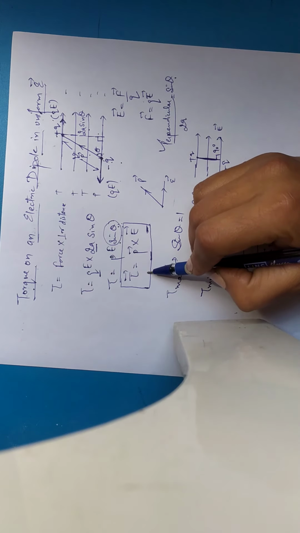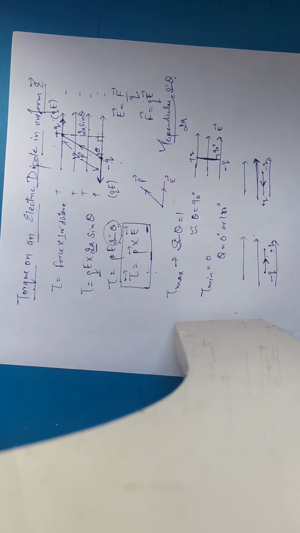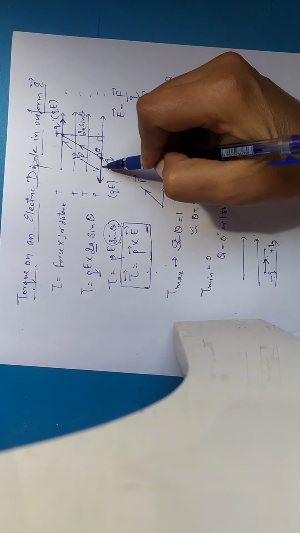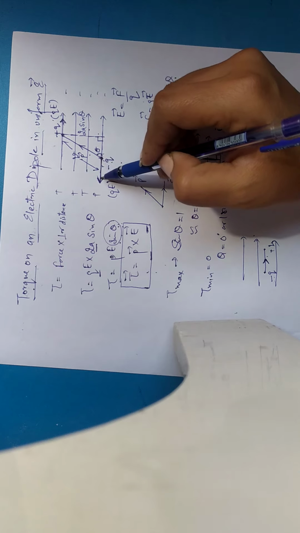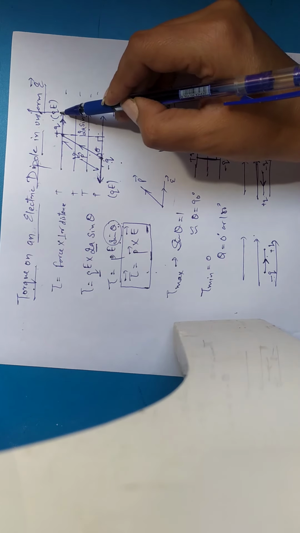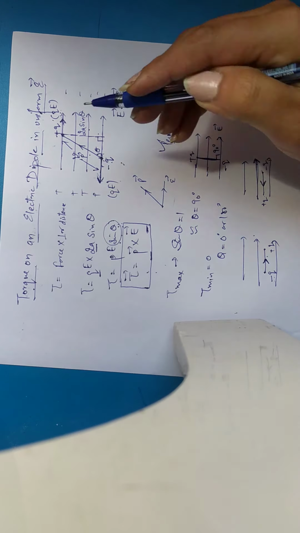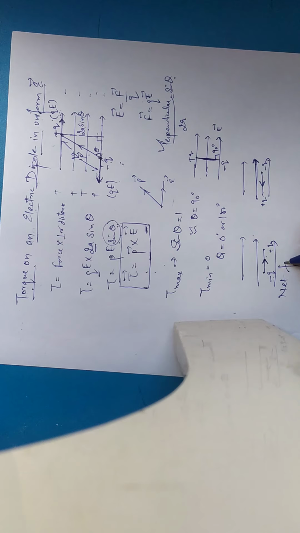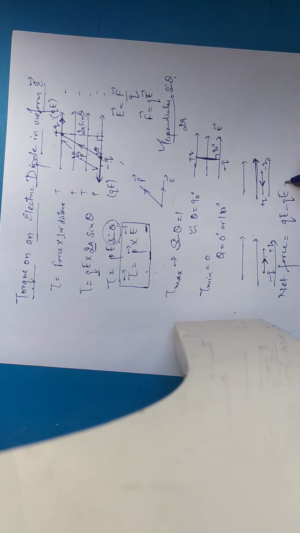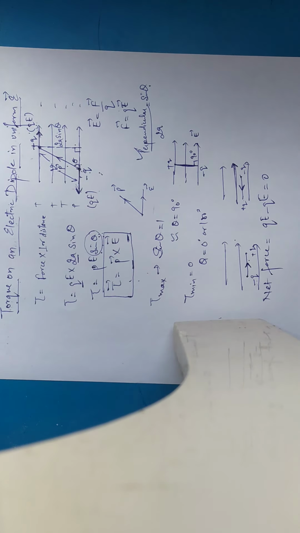Remember the formula: torque equals P vector cross E vector, or P E sine theta. And what is the net force acting on this dipole? See, this force is acting here towards the left side. This force is acting towards the right hand side. So net force will be 0 because they are equal but opposite. So net force is 0 because qE minus qE, net force is 0, but net torque will act on the dipole. Okay, so this is all about what we have done today.